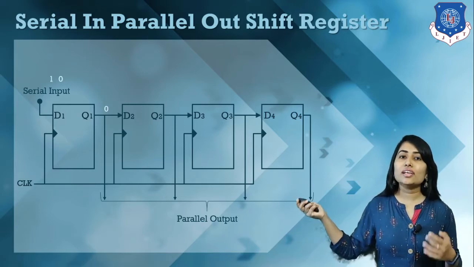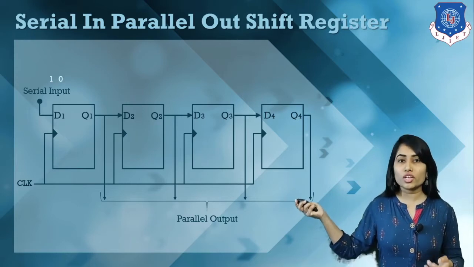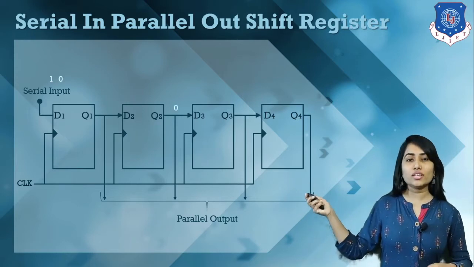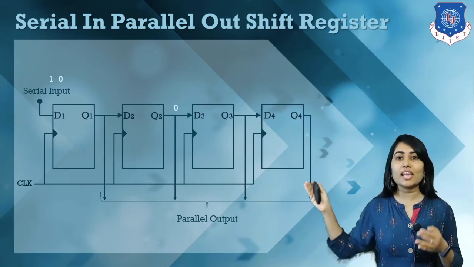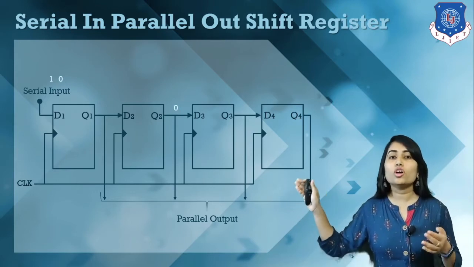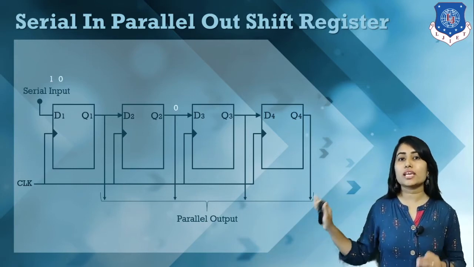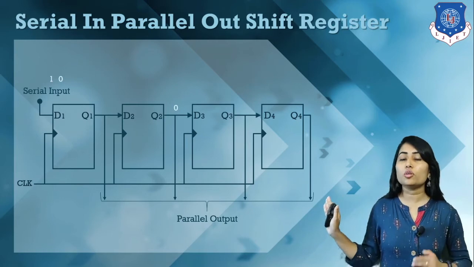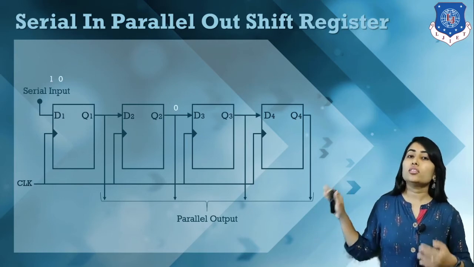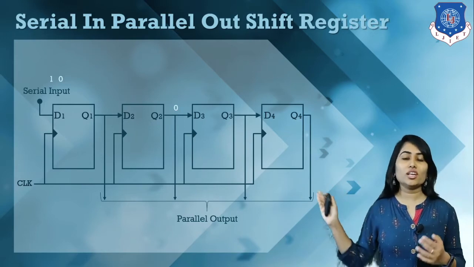Then next our data is present, that is 1, so this 0 is shifted, because here we connect Q1 with D2. That means whatever the output of the first flip-flop is given to the second flip-flop, whatever the output of the second flip-flop is given to the third flip-flop, then whatever the output of the third flip-flop is given to the fourth flip-flop. So for shifting we connect like this.